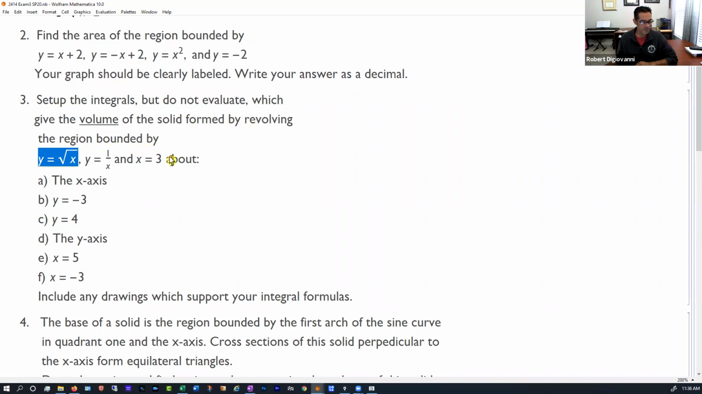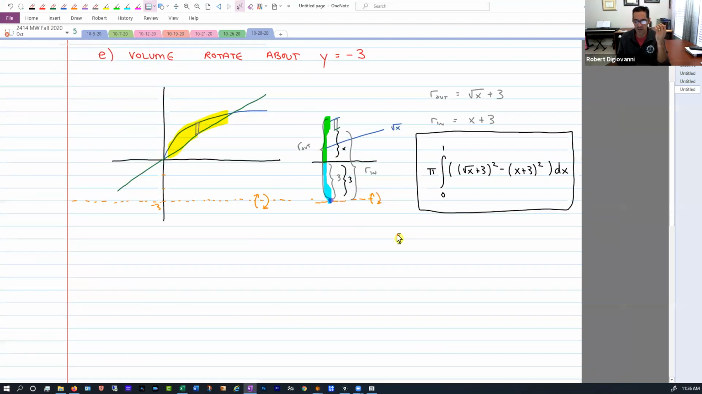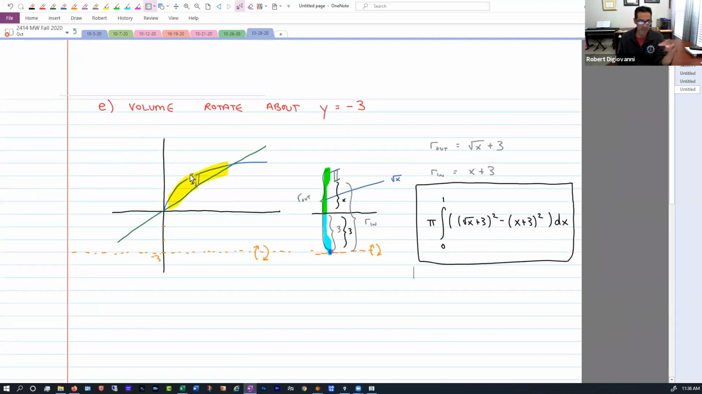So I gave the students the curves to look at that allowed them to sketch the region. And then I had them rotate it around the x-axis, the y-axis, y equals -3, y equals 4, x equals 5, and x equals 3. So that's 6 integrals that had to be set up but not evaluated. So the whole key to this, at this point, is, can you translate the problem into the mathematical integral? And then, yeah, of course, we could get that answer if we needed to.